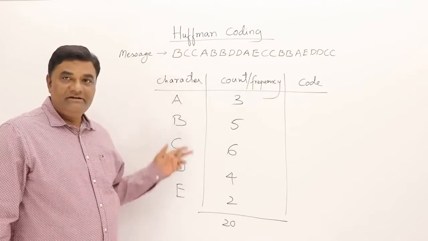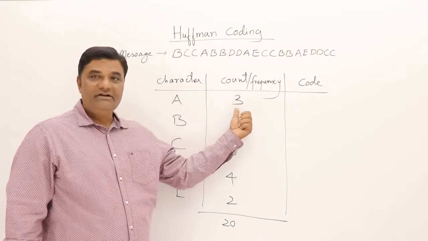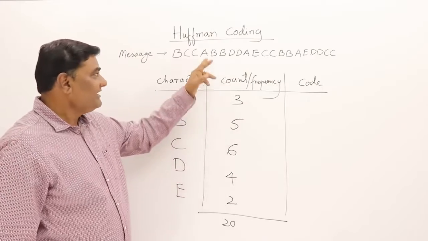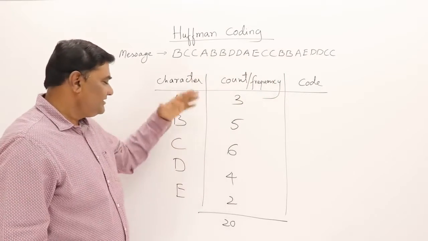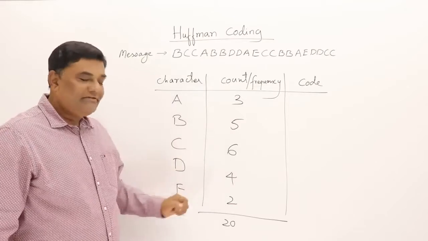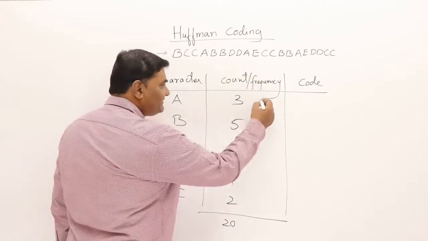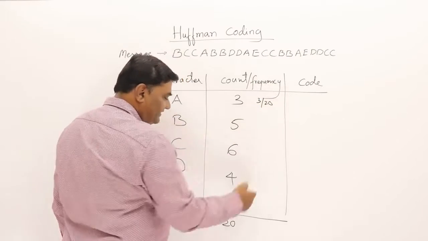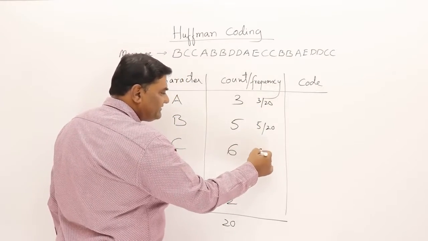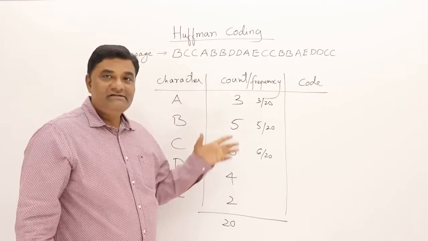Here I have taken the alphabets in this message, and how many times each alphabet is appearing, I have written the count here, or you can also call it frequency. A is appearing 3 times, 1, 2, 3. Likewise, you can check all, how many times they are appearing; I have written them here. Total there are 20 alphabets. If you want to see the frequency, then you can say this is 3 by 20, or this is 5 by 20, because total number is 20, so this is 6 by 20, and you can take the ratios. I prefer taking counts, that is easy for working.